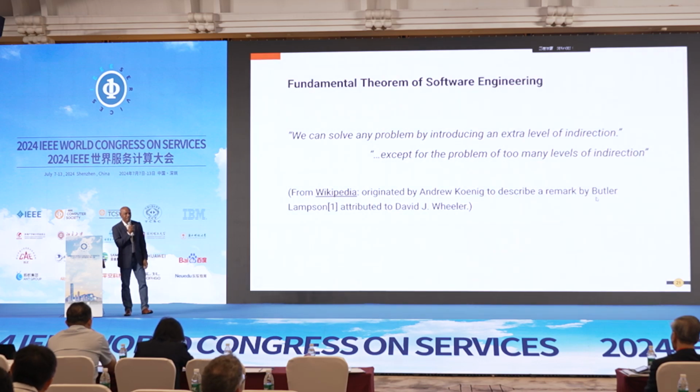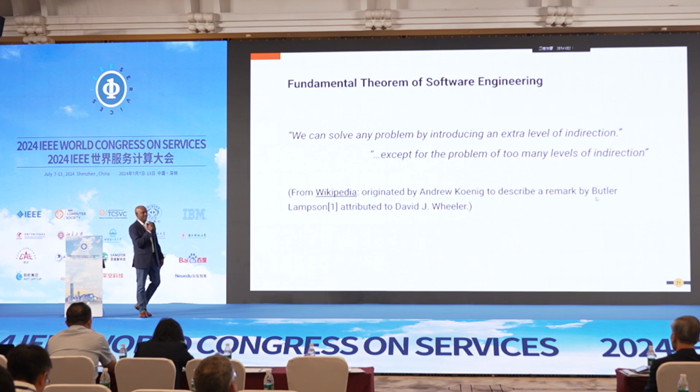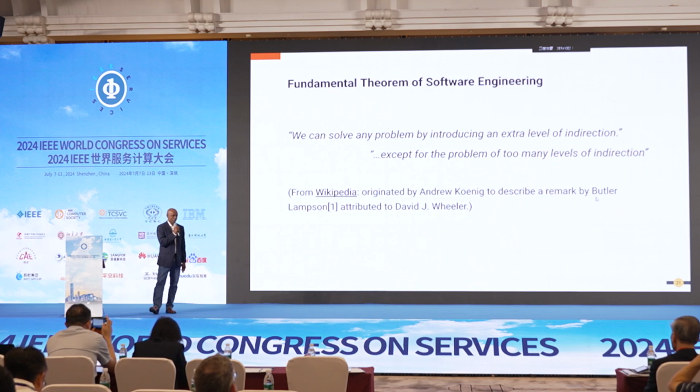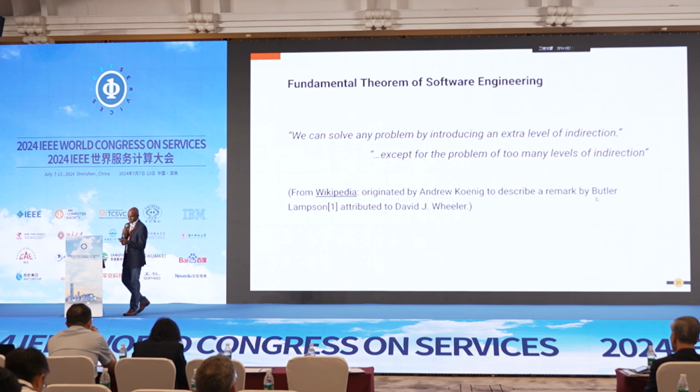There's something called the fundamental theorem of software engineering, which is kind of what we do when we build any kind of large-scale system: you just put another layer of indirection, and that's how you solve the problem. You put an interface in, and then you solve that problem. Of course, except for the problem of too many levels of indirection.